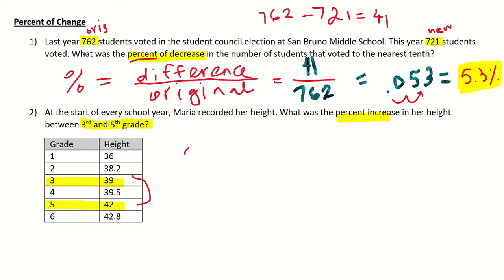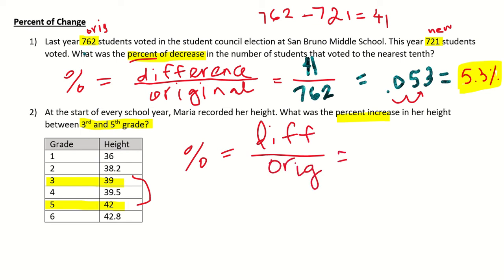Let's write that formula again. Percent of increase or decrease equals difference on the top, original number at the bottom. Okay, so what is the difference between 5th grade and 3rd grade? 42 minus 39, that's 40, 41, 42. That's a difference of 3. And the original amount, the original would be the first number, so it's 39.